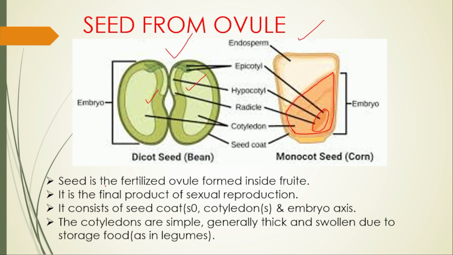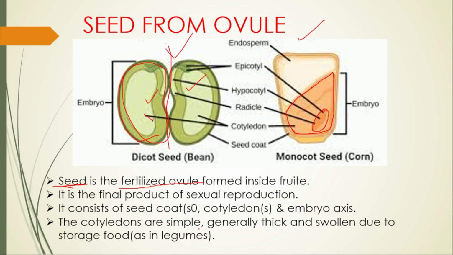Seed is the fertilized ovule formed inside the fruit. Seed is nothing but what? It is a fertilized ovule. It is the final product of sexual reproduction. Which one is the final product? The seed is the final product. It consists of seed coat, cotyledons and embryo axis. Whenever we discuss this, see, this is the embryonal axis, these are the cotyledons, and this one is the seed coat, the outer hard structure that you see now.